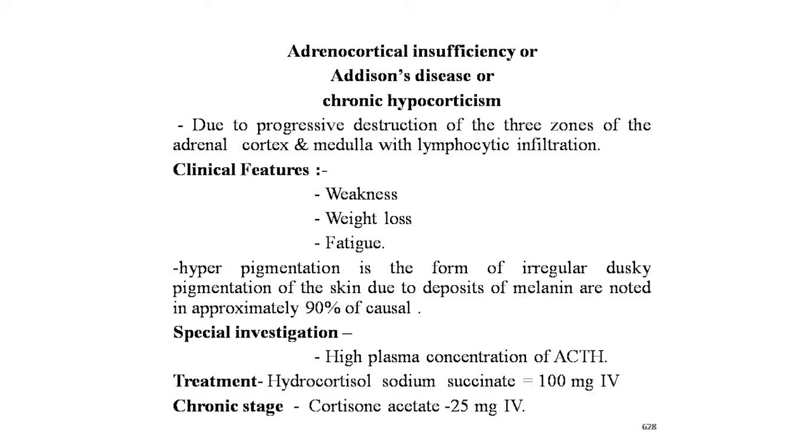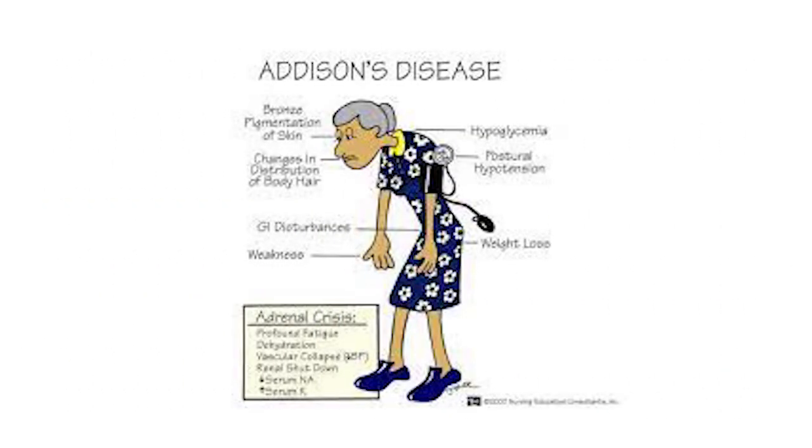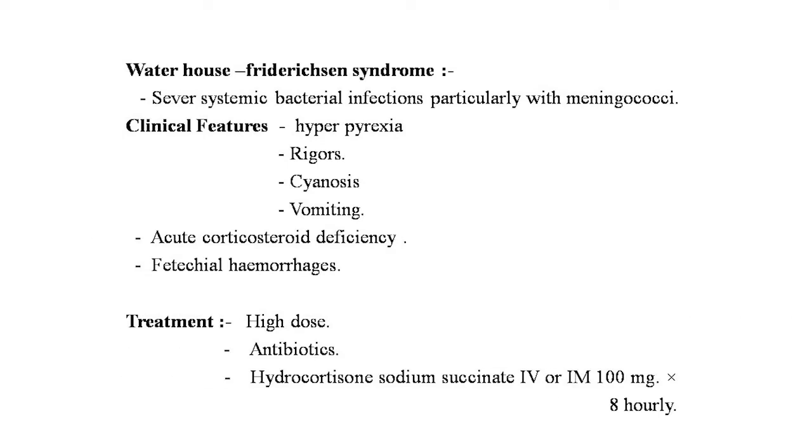Now the investigations: high plasma concentration of ACTH is found. Treatment is hydrocortisone sodium succinate 100 mg IV, and in the chronic stage, cortisone acetate 25 mg should be given. This is typical Addison disease. Next, Waterhouse-Friderichsen syndrome. This syndrome occurs with severe systemic bacterial infection, particularly with meningococci. Clinical features are hyperpyrexia, rigor, cyanosis, vomiting, acute corticosteroid deficiency, petechial hemorrhage. Treatment is high dose antibiotics, hydrocortisone sodium succinate IV or IM 100 mg 8 hourly.